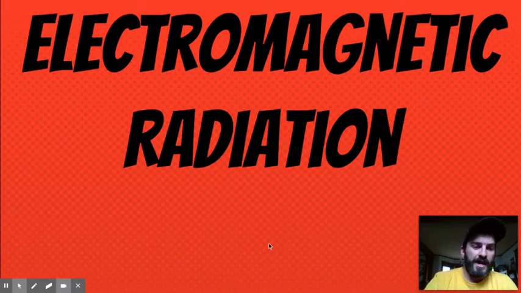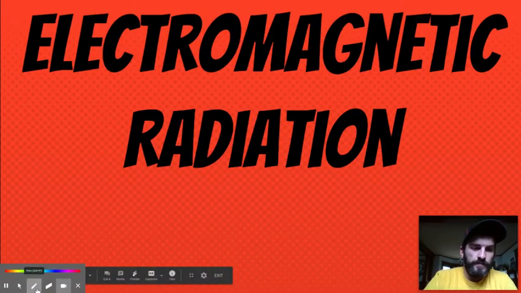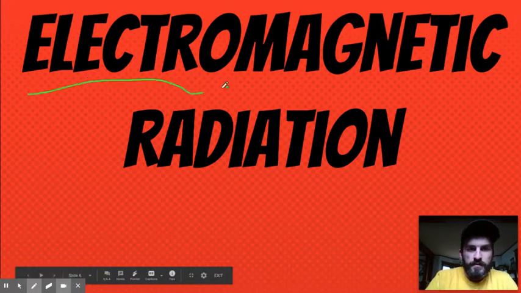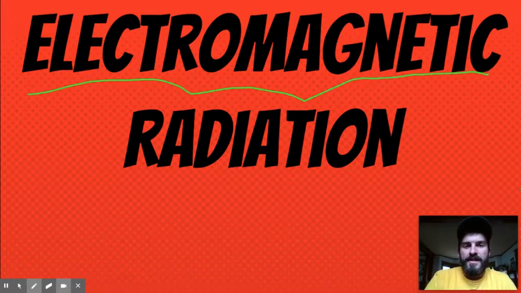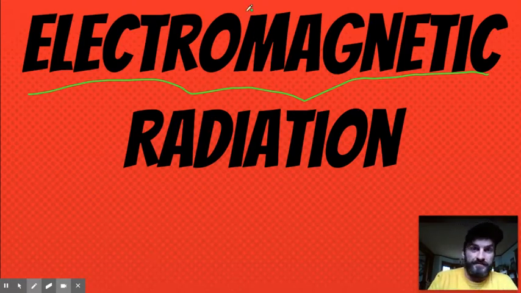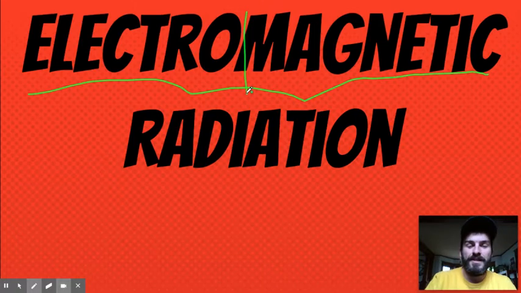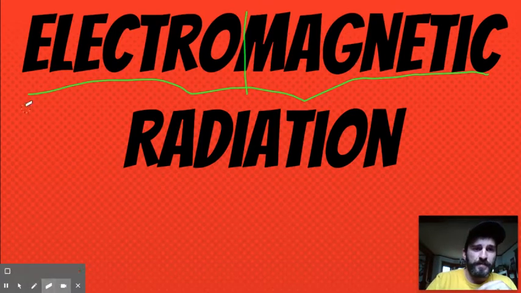If we look at that word, electromagnetic, it comes in two parts. Electro meaning electricity and magnetic meaning magnetism. Light has to do with electricity and magnetics. They're combined, and that's where we get this term electromagnetic radiation.